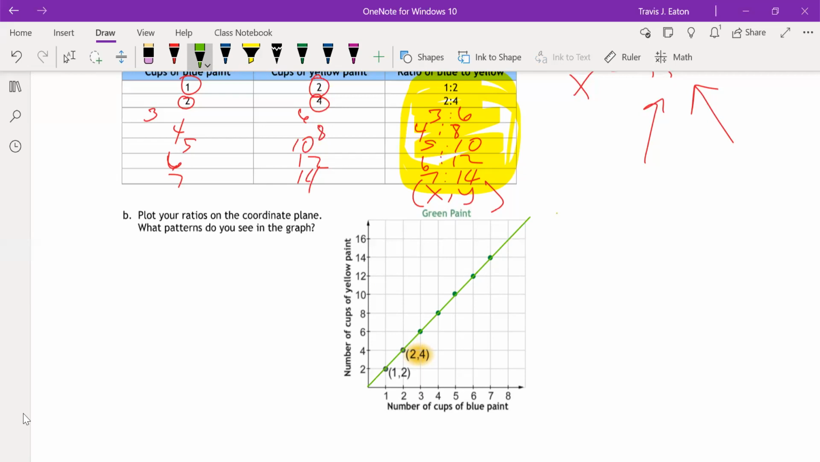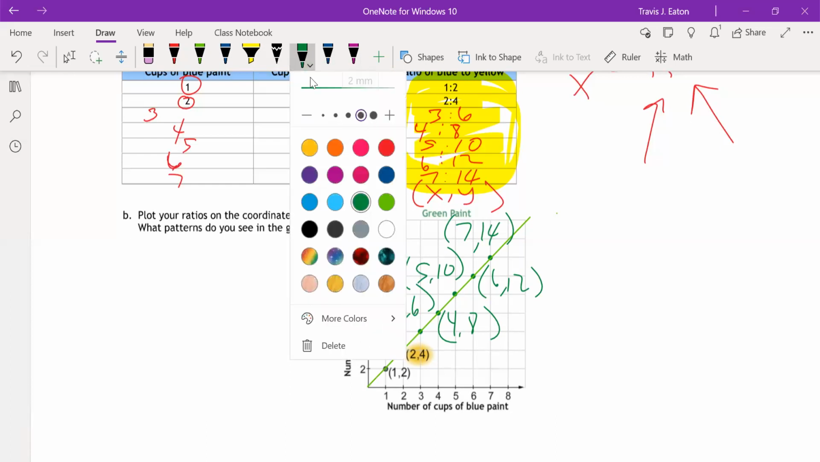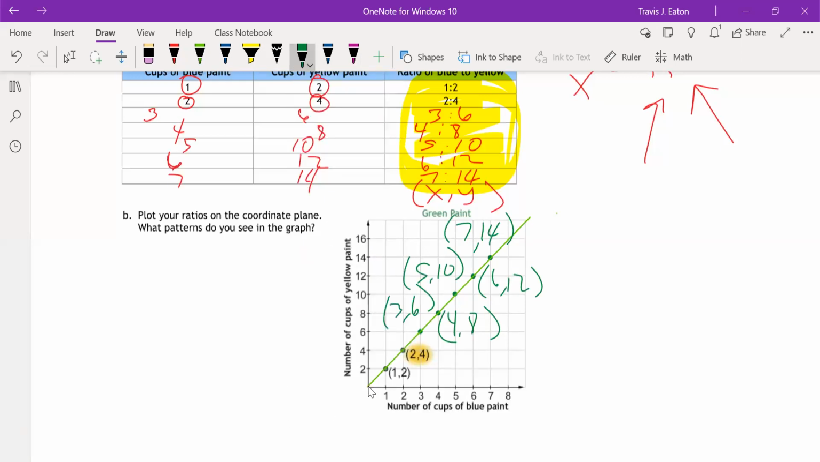We have all these cool ordered pairs. We had 1, 2, 2, 4, 3, 6, 4, 8, 5, 10, 6, 12, and 7, 14. All these ordered pairs. And I also want you to notice that this line that we have here, or our graph, passes quite nicely right through the origin of our graph.